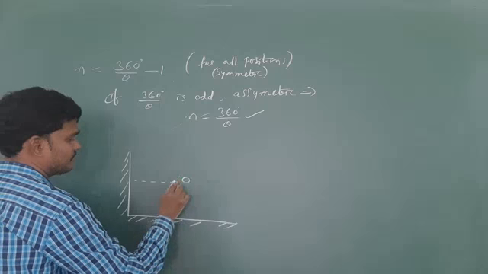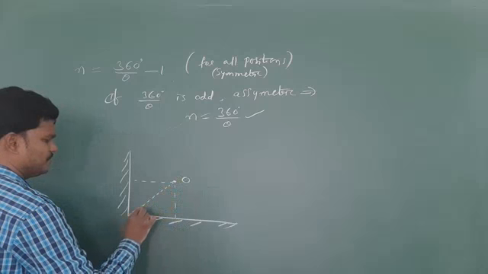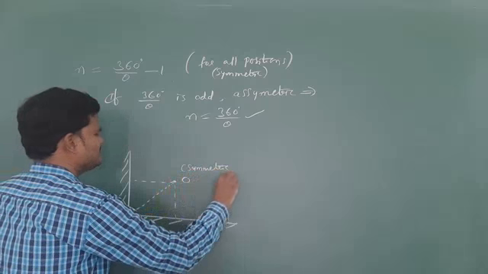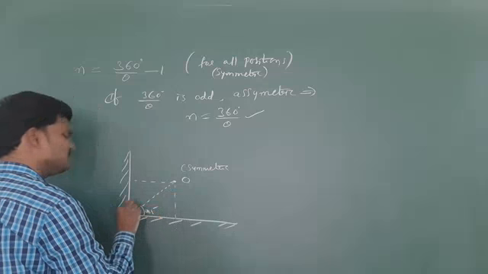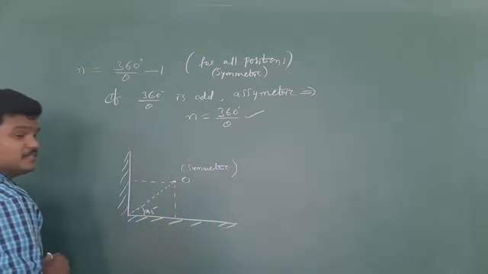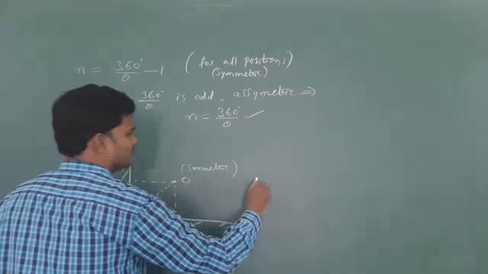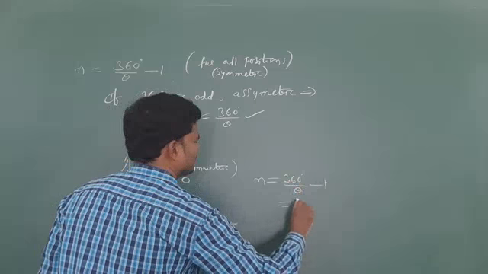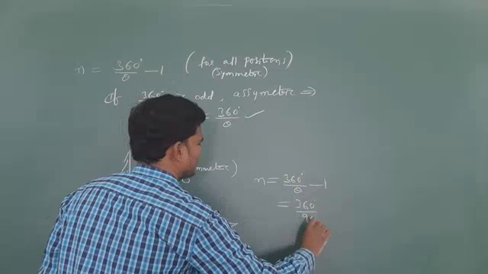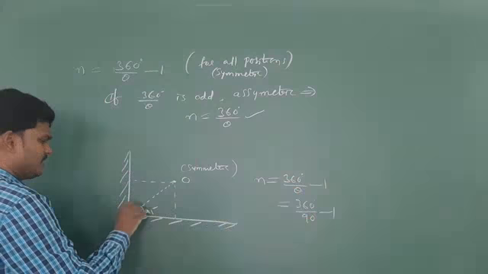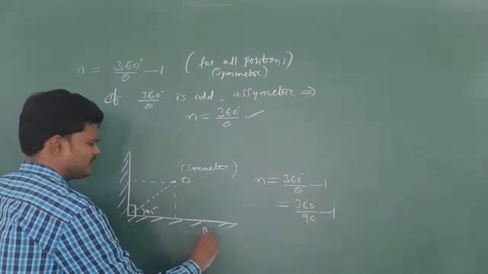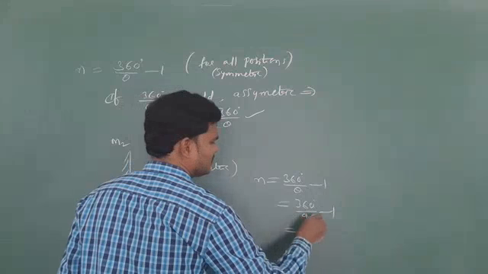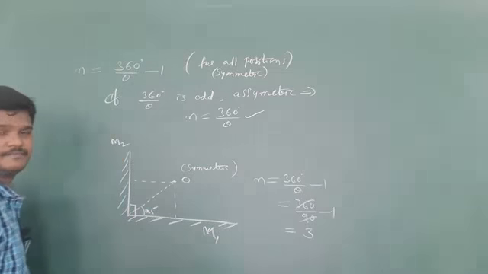The object is symmetric. I mentioned the condition symmetric. Symmetric means if it is 45, this is also 45. The object is symmetric, so for the number of images the formula is 360 by theta minus 1, where theta is the angle between the mirrors. This is mirror M1, this is mirror M2. Now the number of images is 4 minus 1, which is 3.